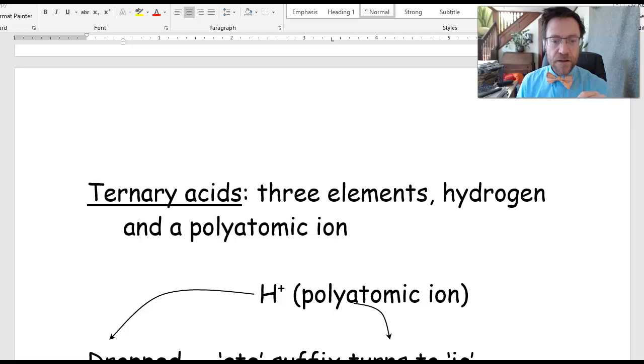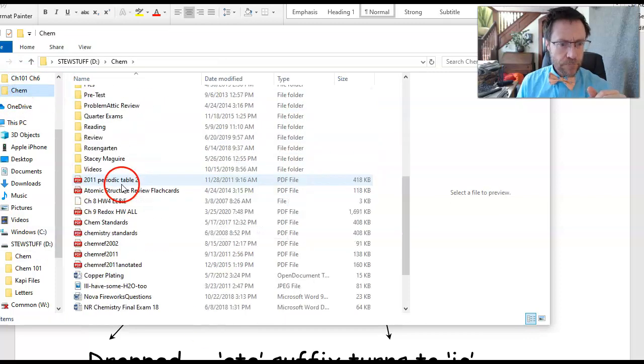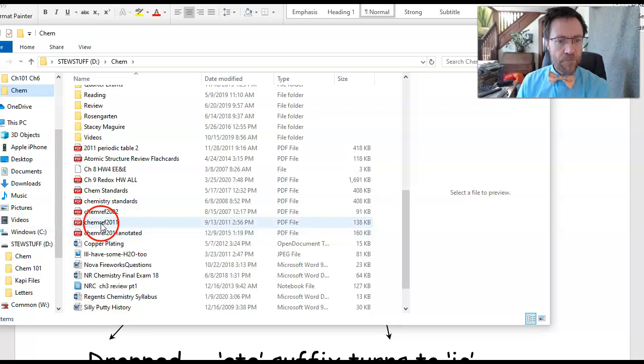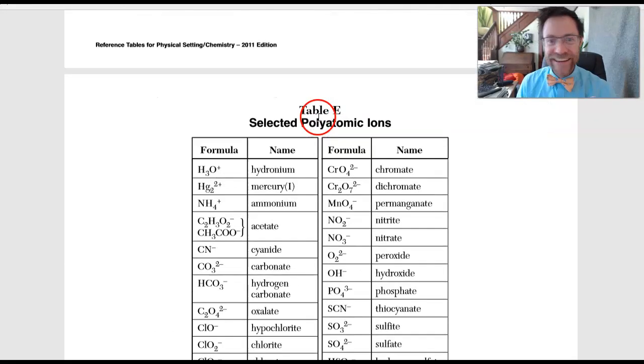Okay, now the next one might be a little more spicy. Ternary acids. Now this is something where I might need to bring in some extra help. So let me see what I got here. Oh, look at that right there. I downloaded it. Don't tell me you guys don't love this thing. Come on, it's so good.